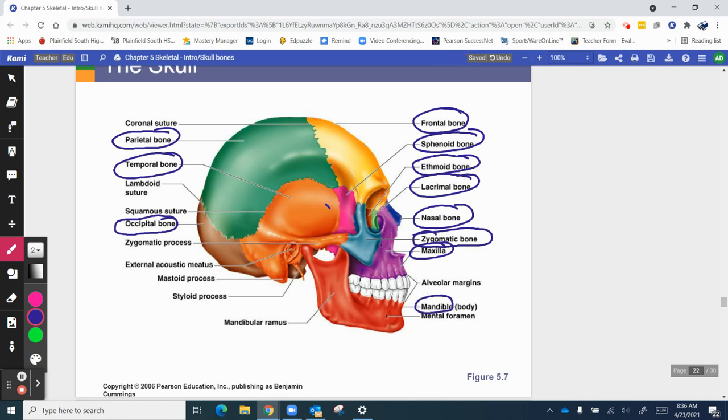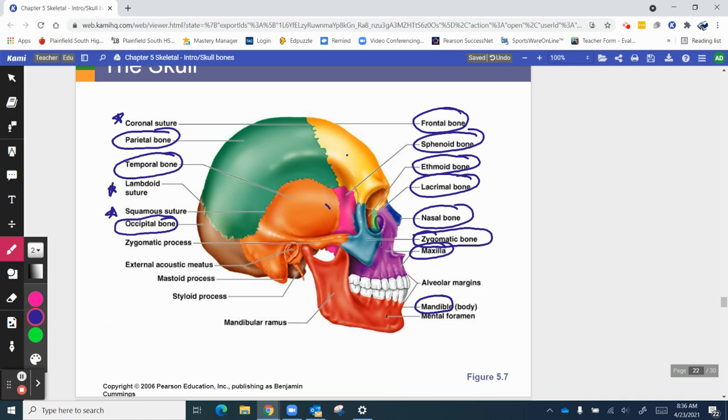Okay, you can kind of see those. There are a couple sutures here that you might want to take note of. There's the coronal suture that divides the frontal bone from the parietal bones. There's the lambdoidal suture that divides the parietal bones from the occipital. There's what's called the squamosal suture. That's parietal bones from the temporal.